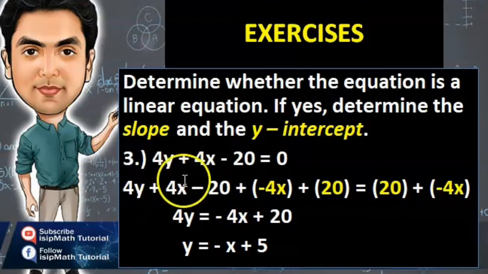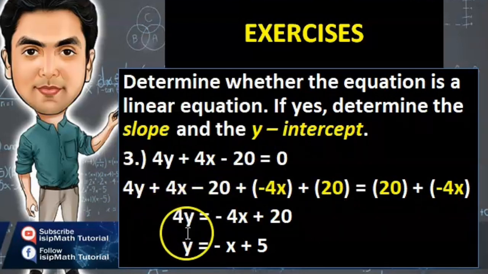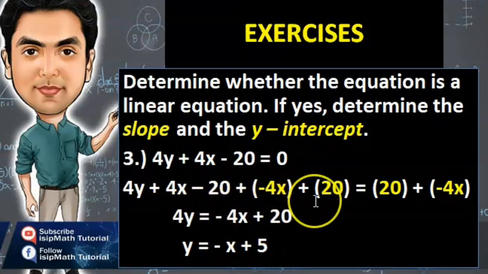Ma-eliminate po natin si positive 4x at saka si negative 4x, and also negative 20 and positive 20. So ang maiwan dito is only 4y. Then sa kabila is negative 4x plus 20. Okay, so next we will multiply both sides by 1 over 4 para ma-eliminate si 4 po dito.